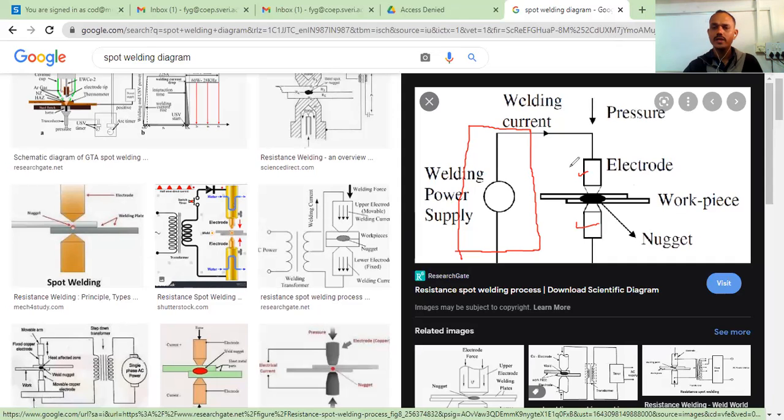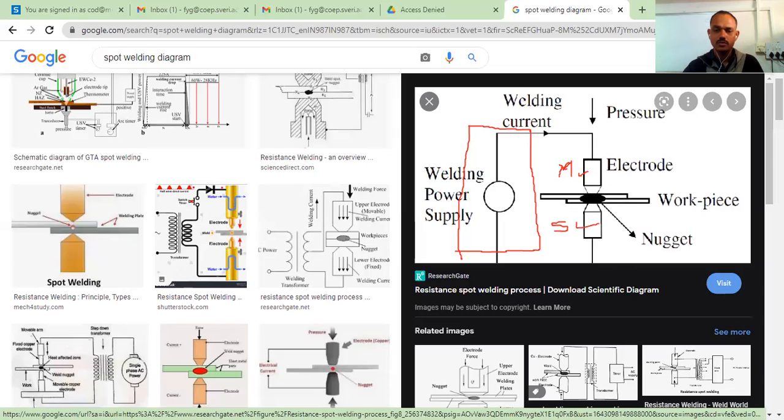Okay, so one is movable. Generally this upper electrode is movable and the lower one is stationary. There are two electrodes facing each other, so there is a gap. When we apply pressure, at that time they touch together like this. Otherwise there is some gap.